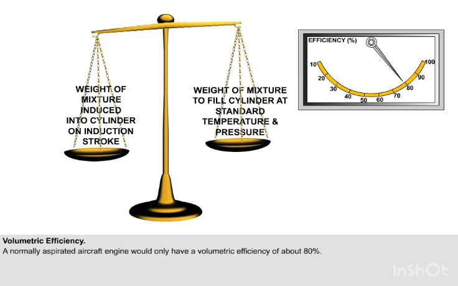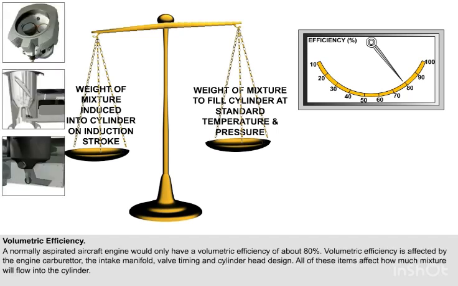A normally aspirated aircraft engine, that is, an aircraft engine that is not supercharged or turbocharged, will not be able to induce sufficient mixture into the cylinder to fill it completely. In fact, this type of engine would only have a volumetric efficiency of about 80%. Volumetric efficiency is affected by the size of the intake manifold, the carburetor throat, valve timing, and cylinder head design. All of these items affect how much mixture will flow into the cylinder.